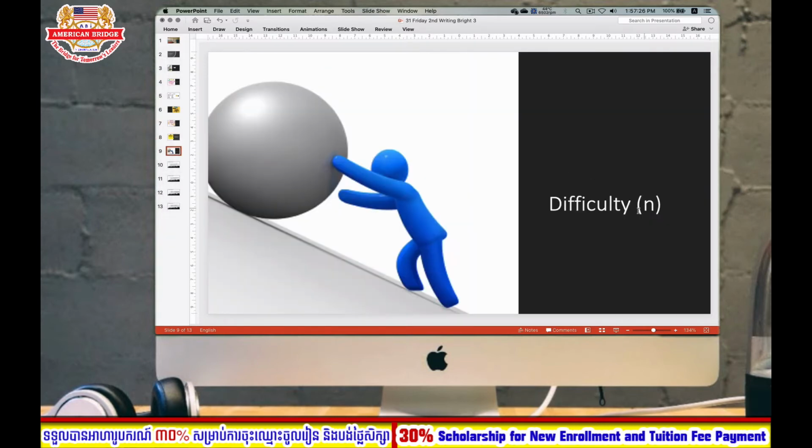The last word is difficulty. Difficulty comes from the word difficult. If something is hard to do, we call that thing difficult. The things that are hard, that you cannot do, can function as a noun. The word difficult becomes difficulties.